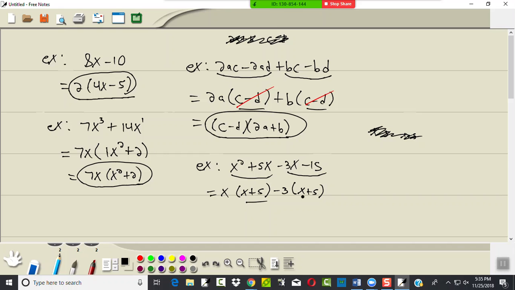Our goal is to get these parentheses the same, which they are. So I'll factor out the x plus 5. Again, to see what's left, you can go up to the previous step, cross out what they have in common, and what isn't crossed out is what goes right here, which would be x minus 3. And that'd be our answer. Let me clear that off, and then we'll look at the PSD method.